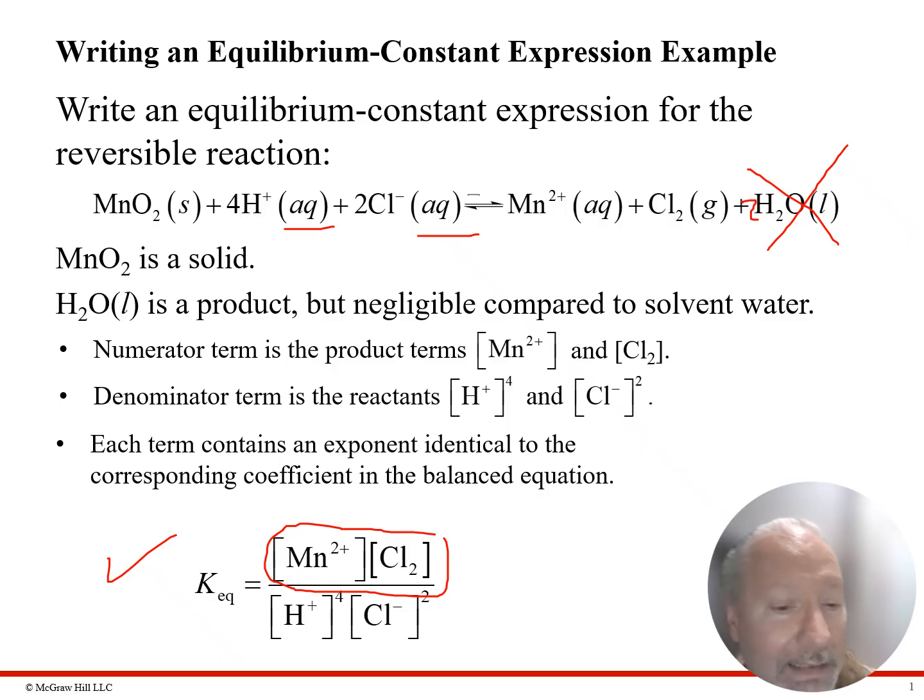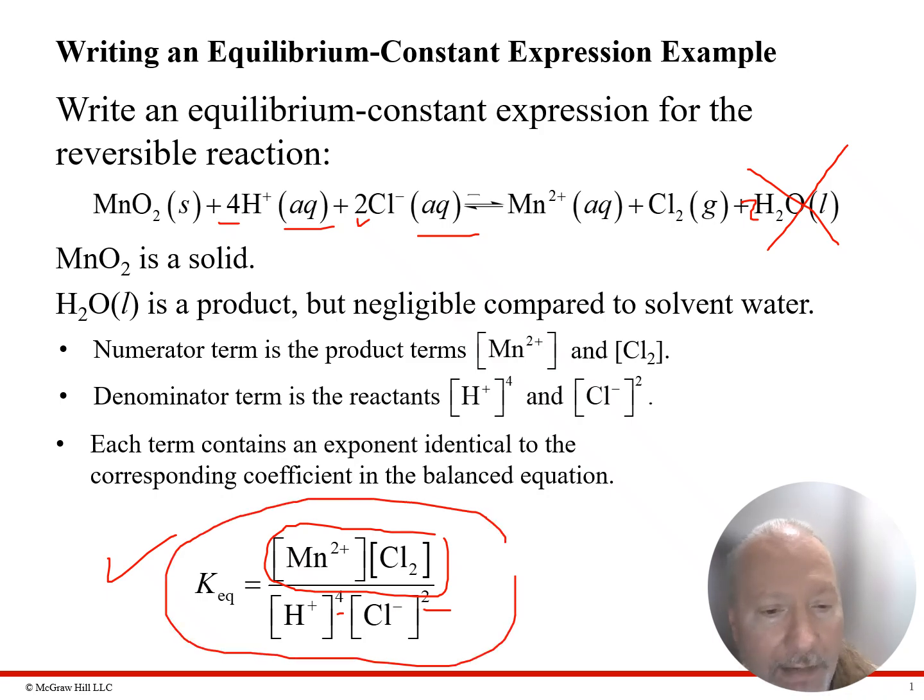Then we put the reactants in the denominator, and the reactants is the H plus proton, which there's 4 of them here, so we have to put a 4 here for the exponent. Then we have chloride as another reactant, and it has a coefficient of 2, so we have to put 2 as the exponent.